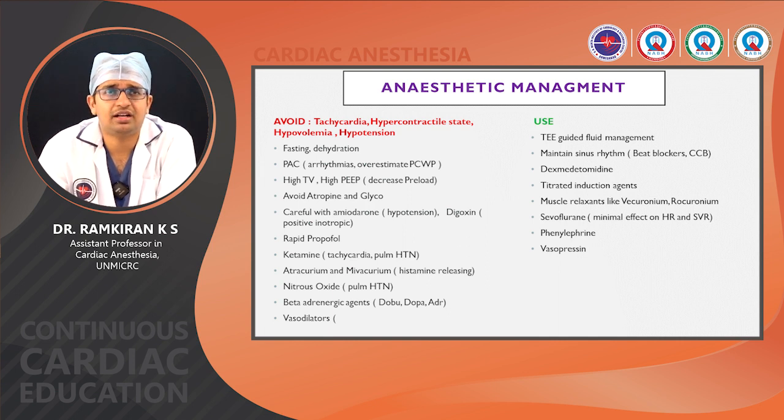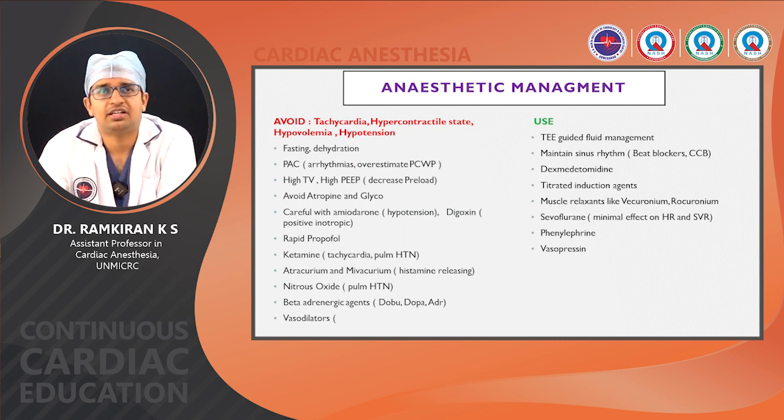We have to be a little careful with arrhythmias because they can cause hypotension, and with digoxin because of its positive inotropic action. Rapid IV induction with propofol should be avoided because it can cause hypotension and myocardial depression. Ketamine can cause tachycardia and exacerbate pulmonary hypertension, so we have to try to avoid it. But all in a graded fashion, with aliquots, can be used properly.